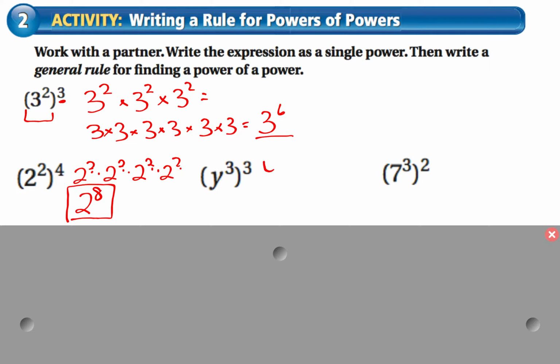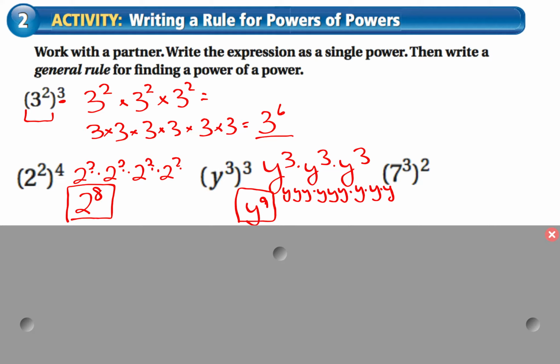Okay, y cubed to the 3rd, that's y cubed times y cubed times y cubed. Each of those would represent 3 y's, giving you a total of 9 y's. So this is y to the 9th power. And 7 cubed squared is 7 cubed times 7 cubed, which is 7 times 7 times 7, and another 7 times 7 times 7, giving you a total of 7 to the 6th power.